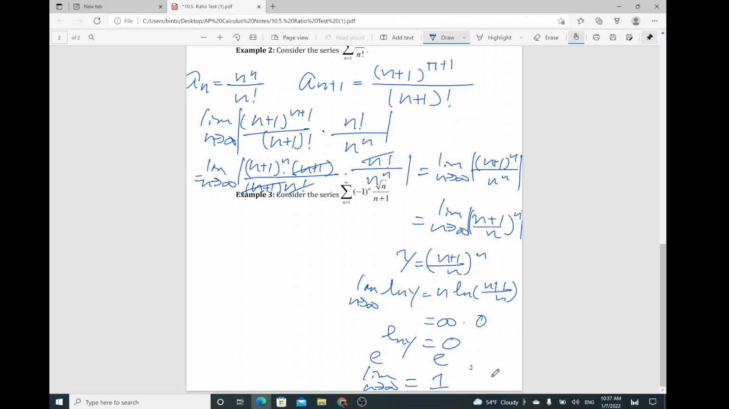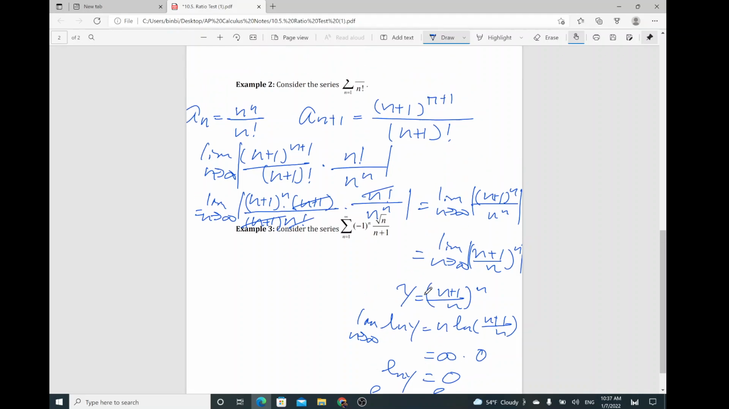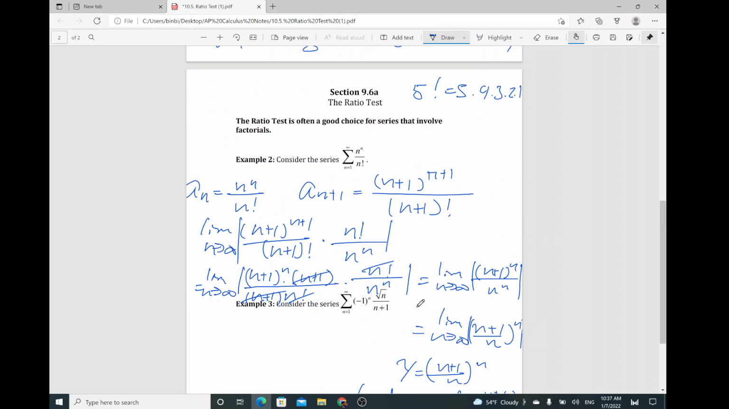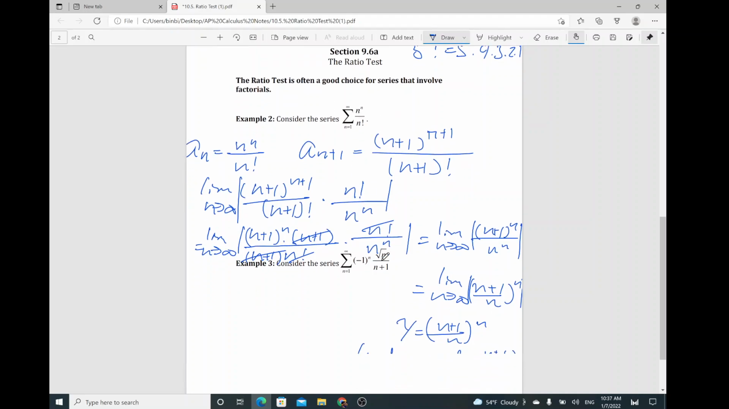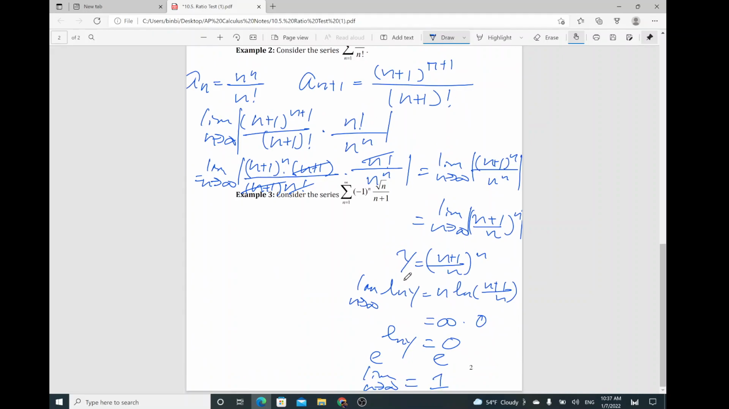So again, back to what we talked about before, if that's 1, this one is considered inconclusive. Inconclusive means we need to do something else. Okay, so we tried to use the ratio test, and this one doesn't work. So we need to verify that with another technique. For n factorial, we'll save that for the root test later on. So the ratio test, you'll see that it's 1. It doesn't work.